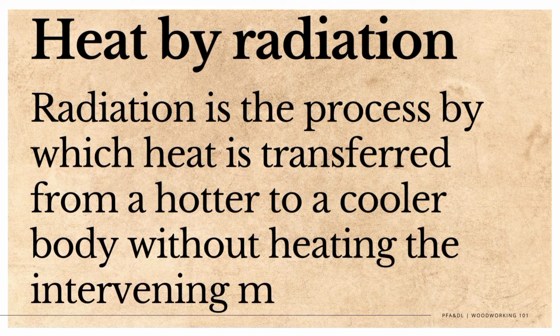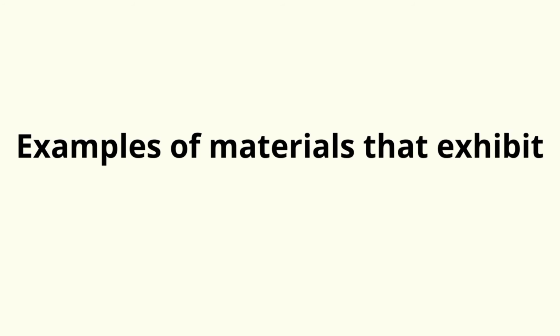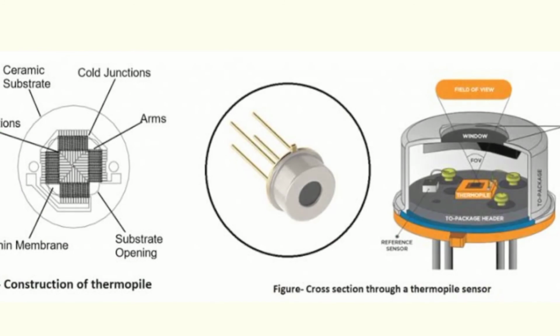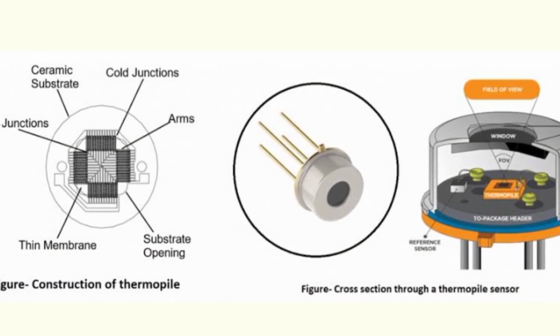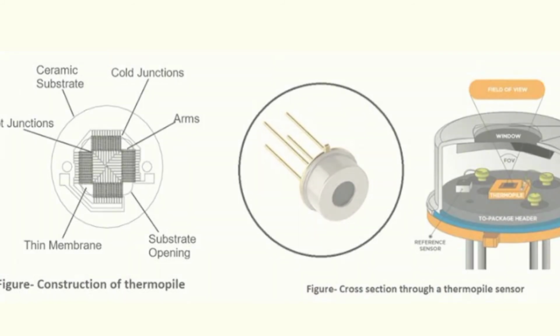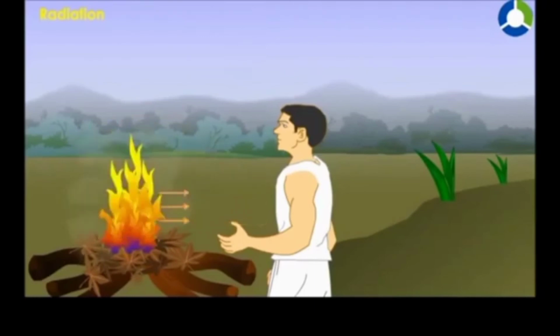This means it does not have to get in direct contact with the body to which it is applied. Examples of materials that exhibit this mode of heat transfer include the thermopile, and others. We're going to see a video now to give you a practical example of radiation. The flame, you feel hot. The heat you feel does not certainly come by conduction or convection.